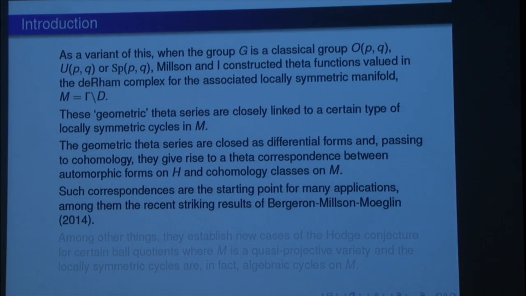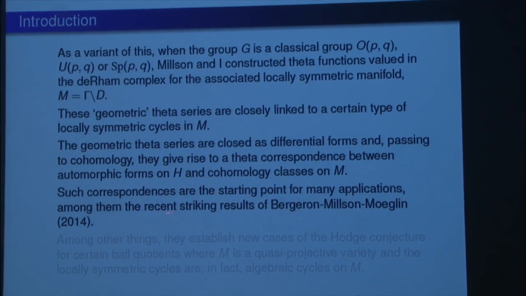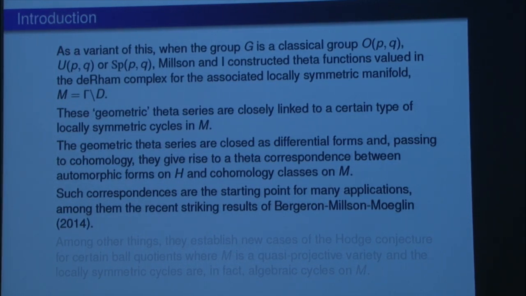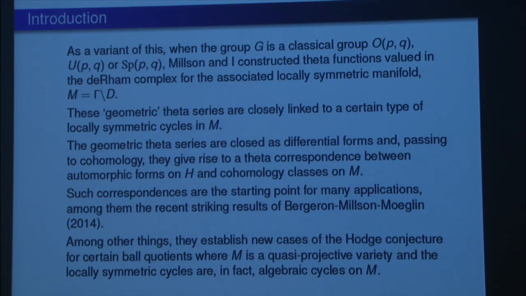Such a correspondence is a starting point for many applications, and I just mention the relatively recent work, time flies, of Bergeron, Millson, and Moeglin. Among other things, they establish, in the case where M is a Hermitian symmetric space, so for U(n,1), for example, for ball quotients, where M is a quasi-projective variety, and the cycles I mentioned above are actually algebraic cycles, they were able to use this machinery, together with work of Arthur and a lot of other serious input, to establish new cases of the Hodge conjecture for these manifolds. So this is a very powerful tool. Of course, it's combined with many other tools, but still, this is one of the main ingredients.